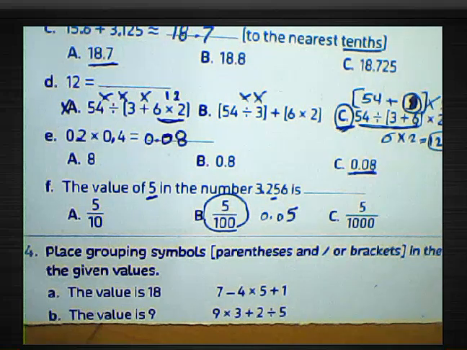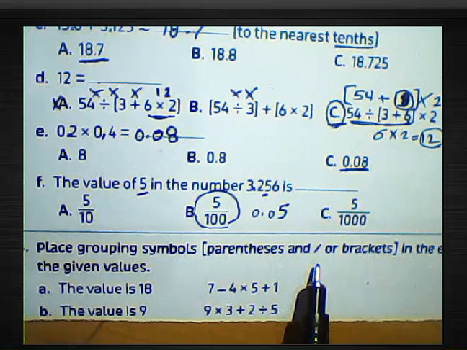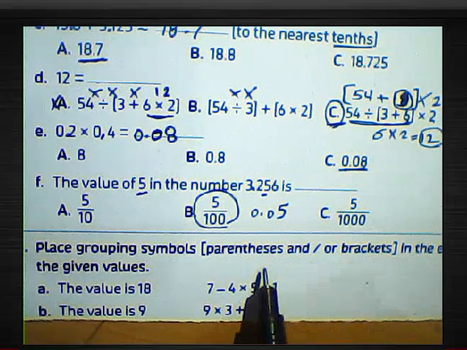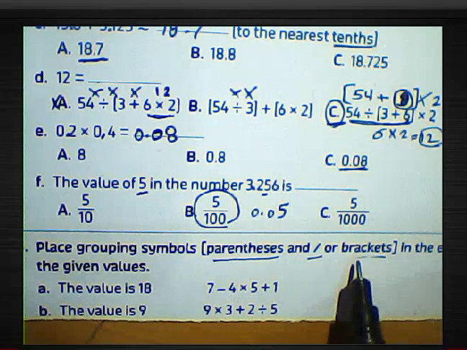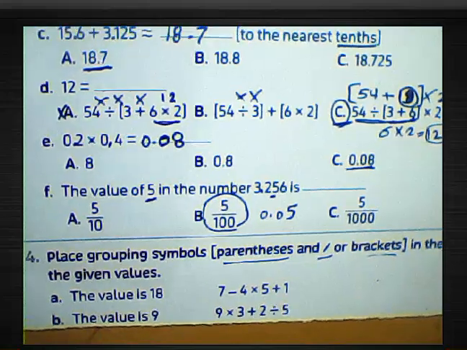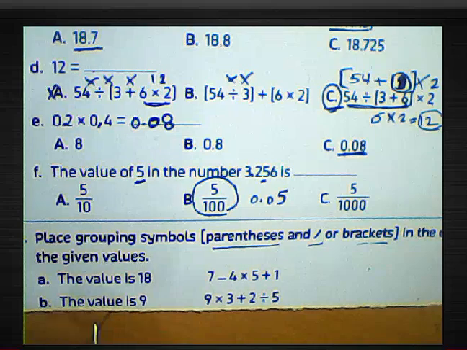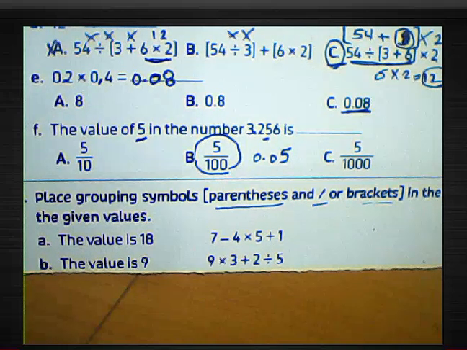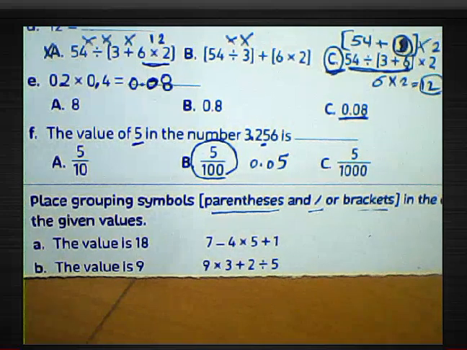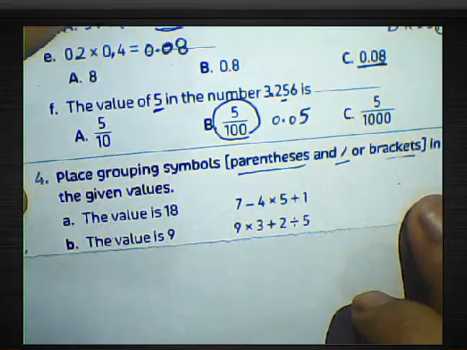Number 4. Grouping symbols, parentheses, or brackets. Okay, parentheses or brackets is a function to generate the given value. Look at here. The value is 18. Can you ask yourself about this example? We want to find what the result will be. The result will be here 18. Can you tell me the operation about 18?